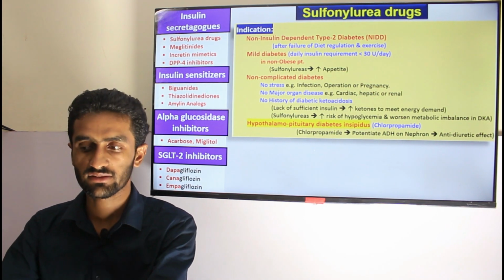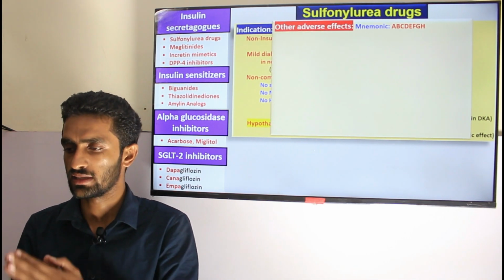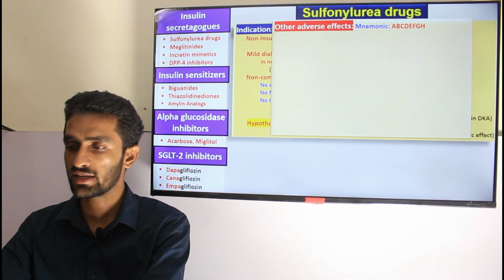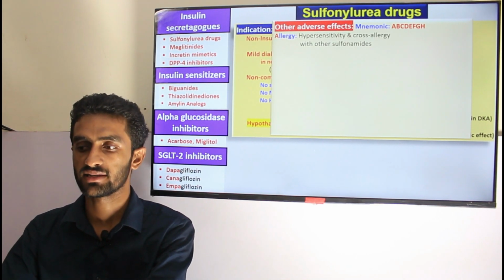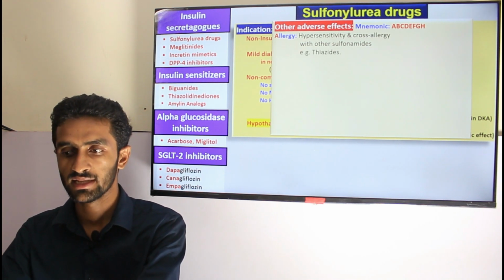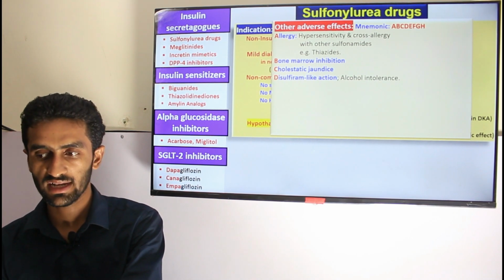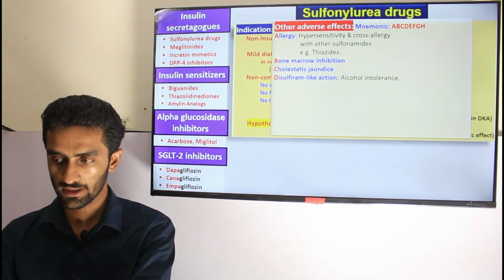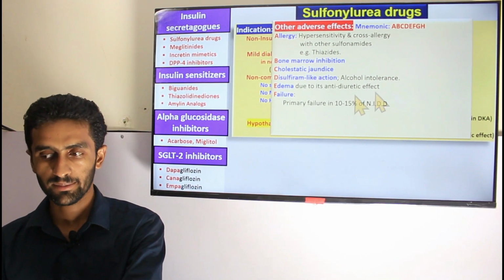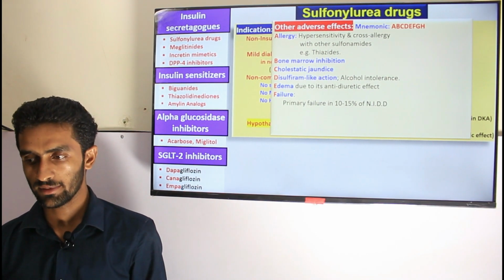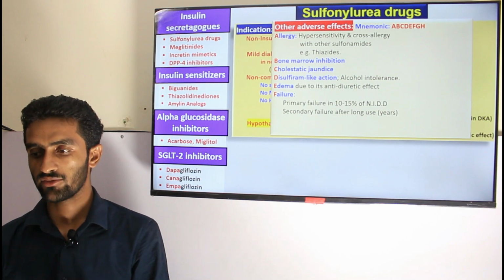But there are some other adverse effects which I am not mentioning in the last picture. So here are some others which are not difficult to memorize, because there is a mnemonic A, B, C, D, E, F, G, H. So A for allergy, hypersensitivity and cross allergy with the other sulfonamides like thiazide, and bone marrow inhibition. B, C, cholestatic jaundice, and D, disulfiram-like action, because there is alcohol intolerance. Okay, and there is edema due to the anti-diuretic effect. And the failure: primary failure means 10 to 15% of non-insulin dependent diabetes, and there will be a secondary failure after long usage of the sulfonylurea.